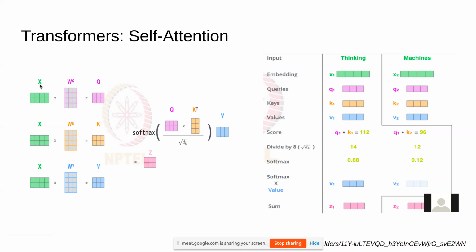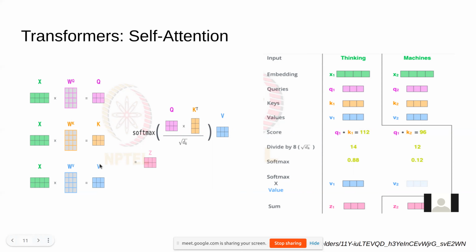Multiplying WQ with X will give you the query vector. Multiplying the key matrix with the input will give you the key vector. Multiplying the value matrix with the input will result in the value vector. So corresponding to input X, we get Q as the query vector, K as the key vector, and V as the value vector, by multiplying the input X with the matrices WQ, WK, and WV respectively.